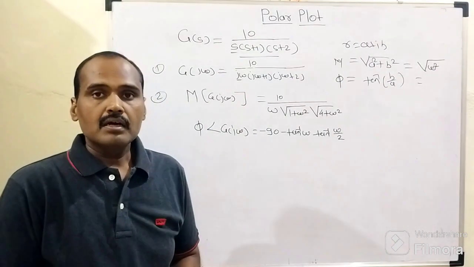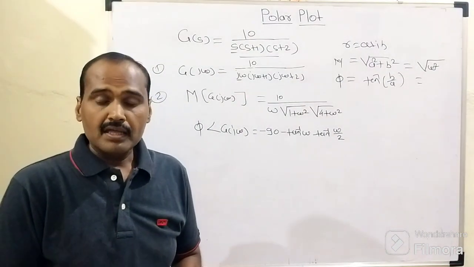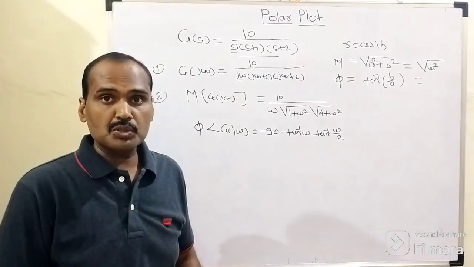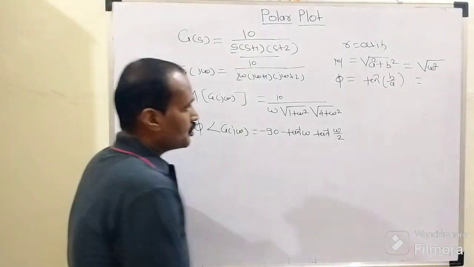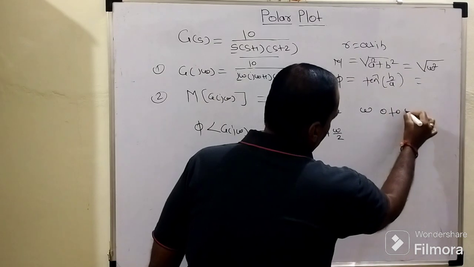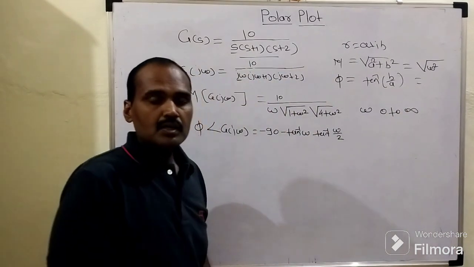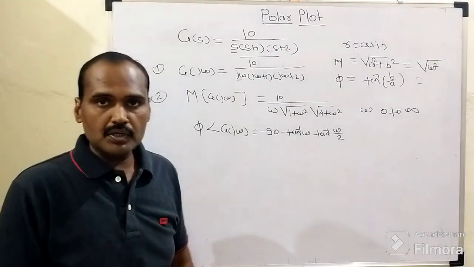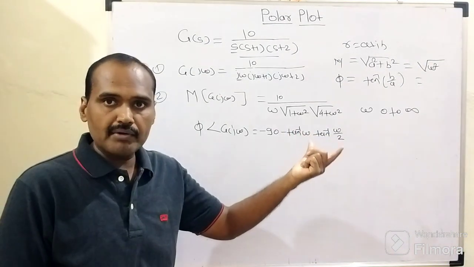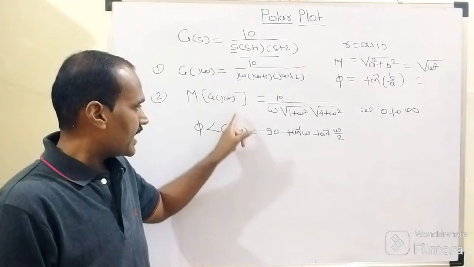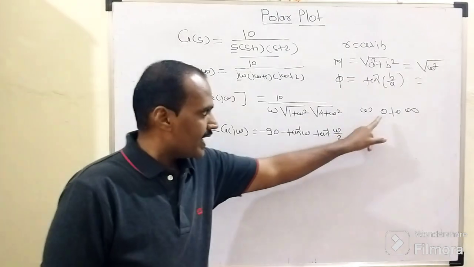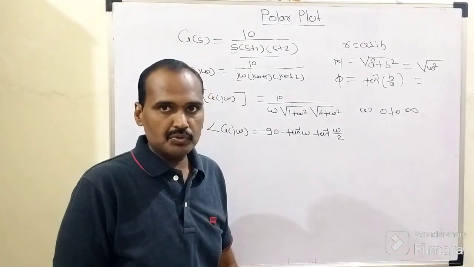As I told you earlier, polar plot is nothing but the way in which we plot these 2 parameters against each other for different values of omega, where omega is varied from 0 to infinity, right? So what we need to do now is, for 2 different intervals, determine the magnitude as well as the phase angle. Which 2 intervals? When omega equals 0 and when omega equals infinity.